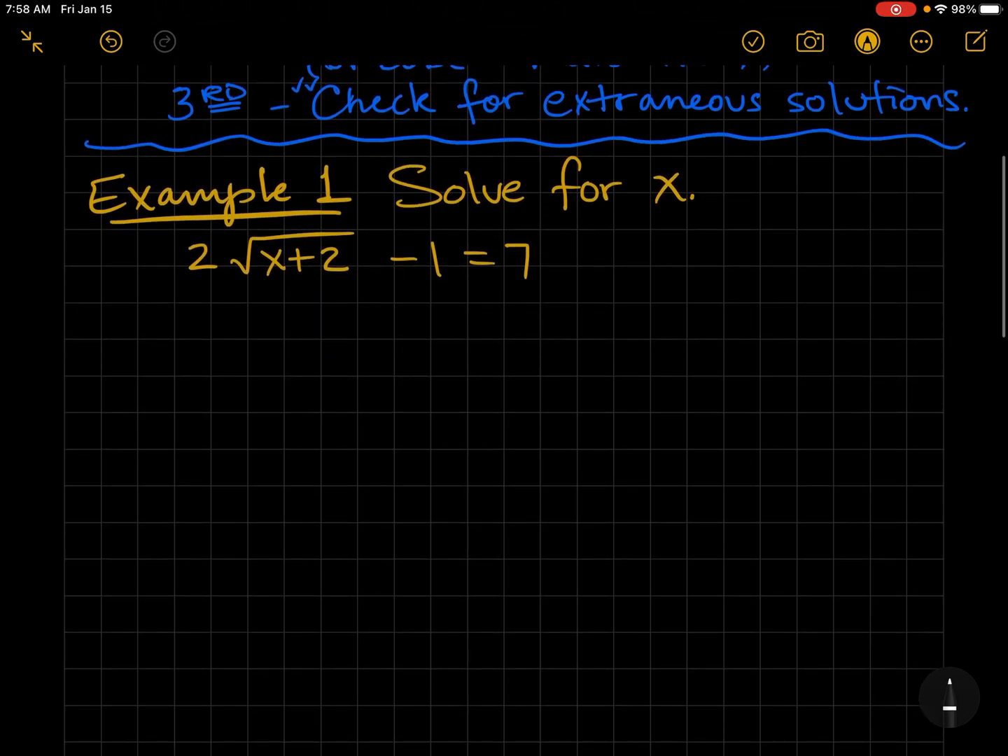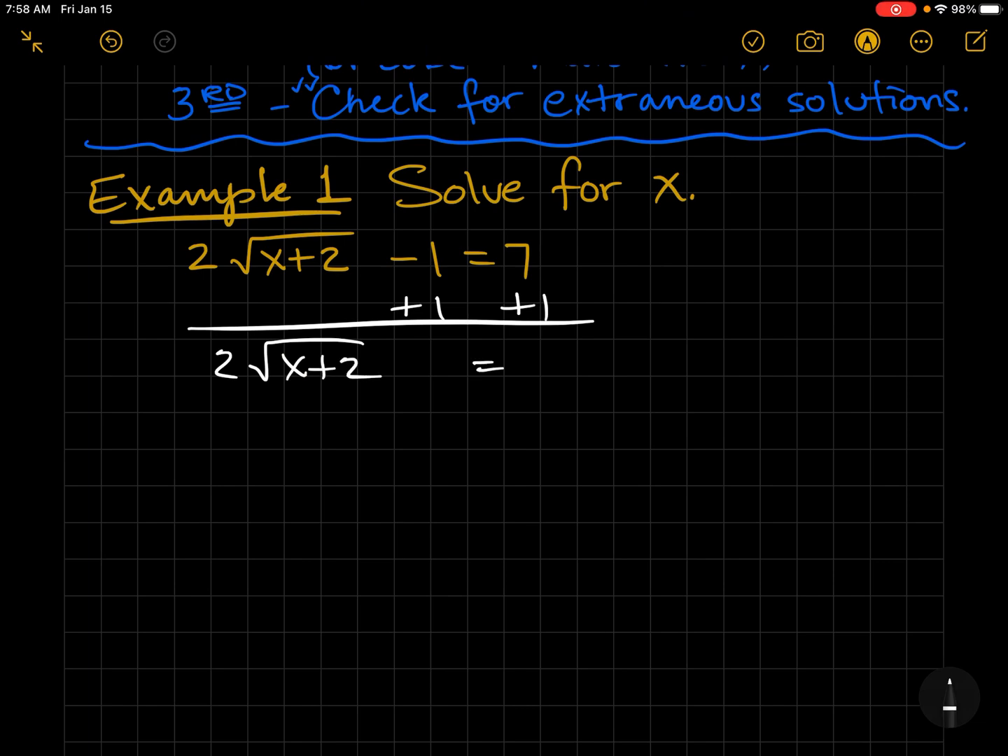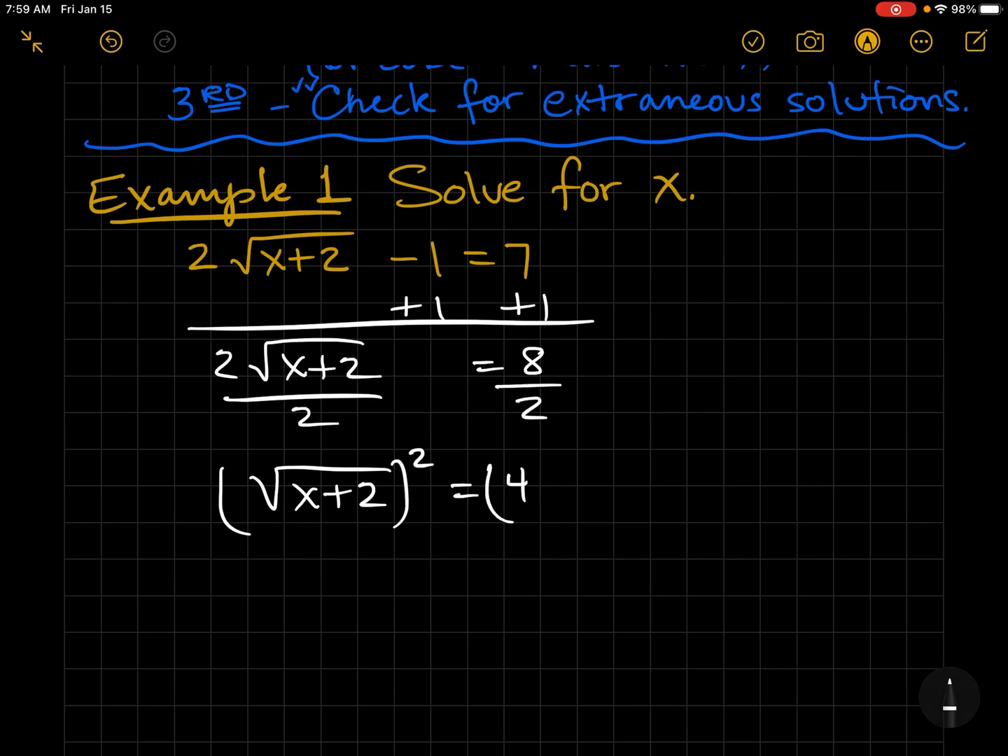Alrighty, let's see if we can put those steps into action. We see we have a radical, so we need to get it by itself. So we're going to add 1 to both sides. And then we're going to divide both sides by 2. And now the radical is by itself. So the next step says square both sides. So we're going to square both sides.